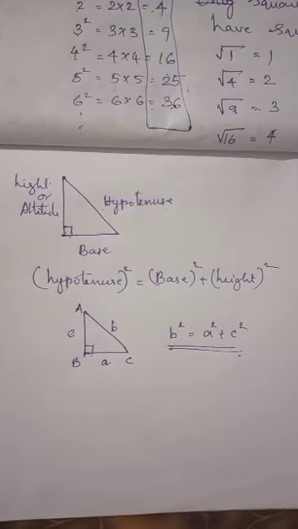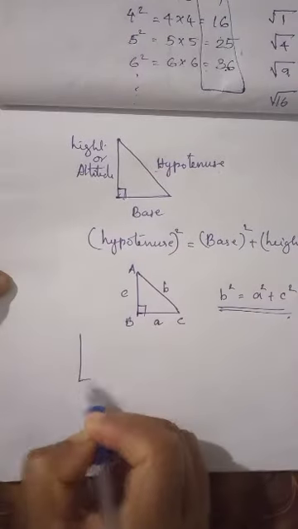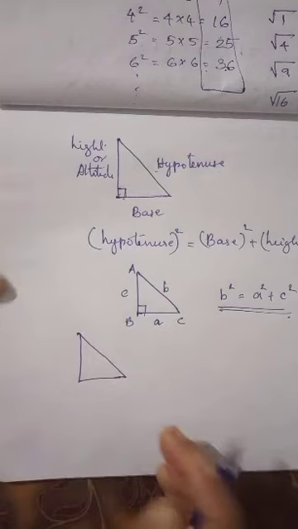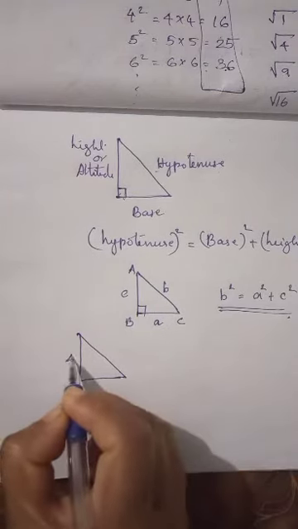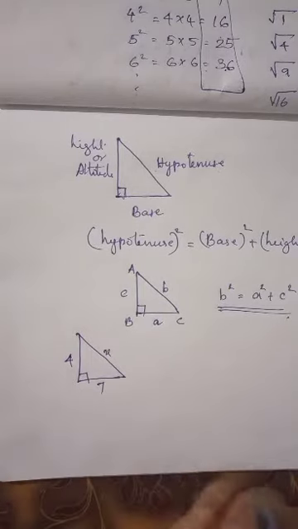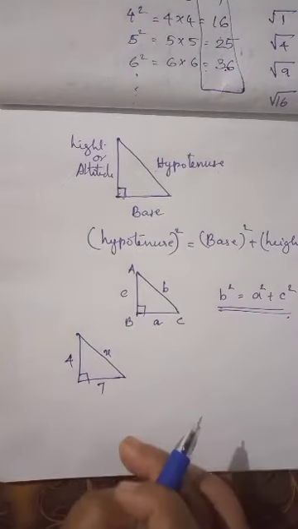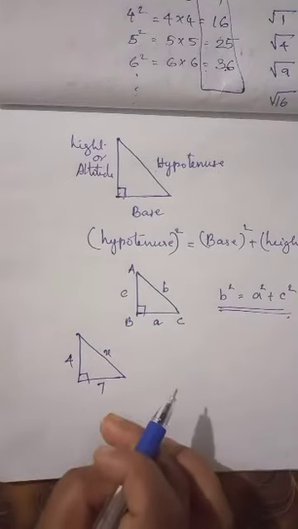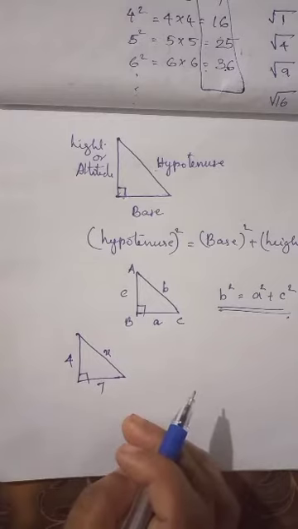First, state an equation that can be used to find the missing length of each triangle. One triangle is given and you have to state an equation. You have to write only the equation. Measures are given: 7, 4 and x. There is a right angle here. You have to write the equation using Pythagoras theorem.